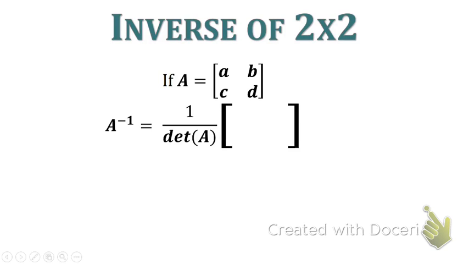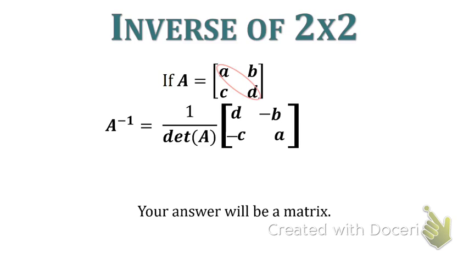little bit. The first diagonal, A and D, they are going to swap places. So now D is in the first spot and A is in the last spot. B and C are going to stay in their same spots. However, they are now going to be negative. You will take the scalar 1 over whatever your determinant is, distribute it to the matrix, and then you will have your inverse. Your answer will be a matrix.